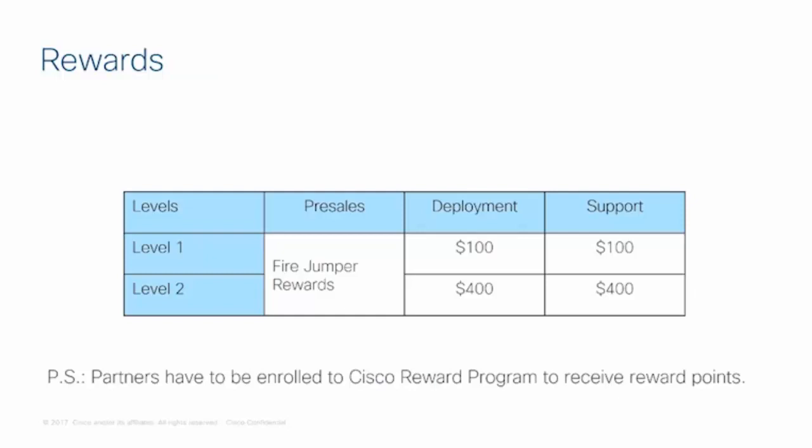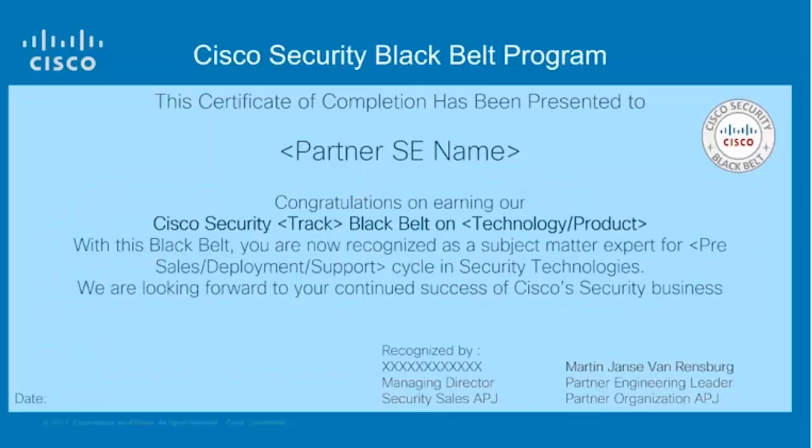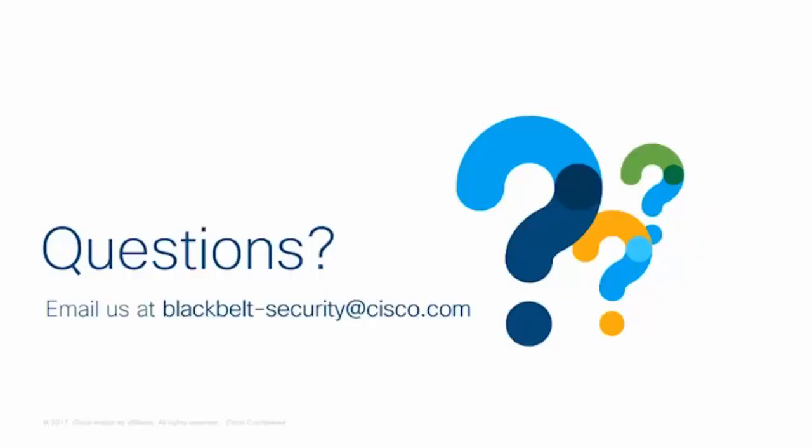Once you clear all the cold tests, which will have around 20 questions at one point of time, and you have around 5 attempts at that exam, once you clear that, you will be awarded a Black Belt Support Level 1 certificate and $100 reward points. This is the certificate that we will be giving out to our partner engineers.